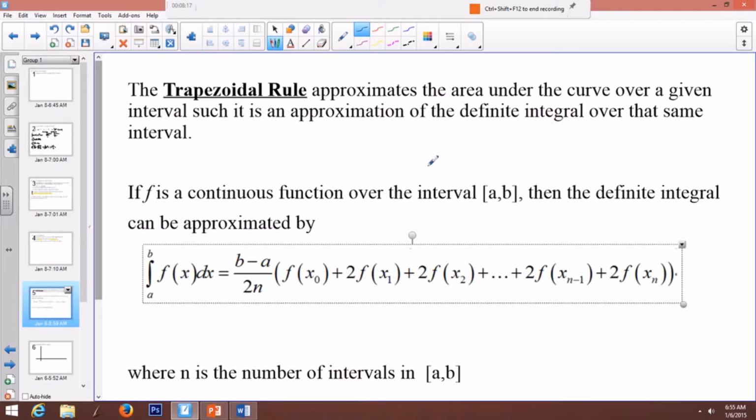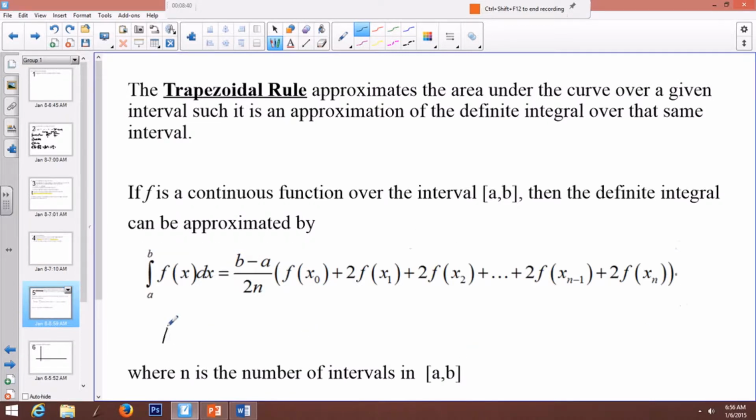And since it is an approximation of area under the curve, it's also an approximation of the definite integral. Those are two similar concepts, and it comes down to this: if f is a continuous function over the interval a to b, then the definite integral can be approximated by this expression. This is nothing more than an extended version of the trapezoidal area equation, which we remember to be A equals 1/2 the base times b1 plus b2. You're going to see that this 2 is part of that half. This is not a little b.